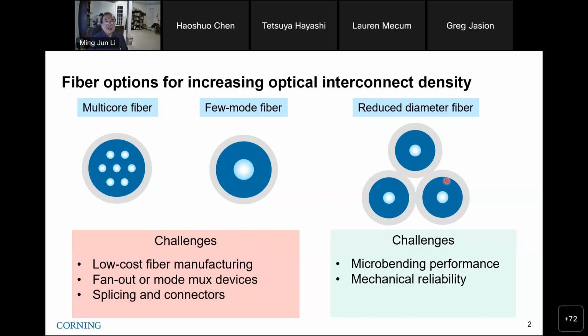On the other hand, we can reduce the fiber diameter to increase the fiber density. For reduced diameter fiber, however, there are also challenges. The two key challenges: one is microbending performance, the other is mechanical reliability.